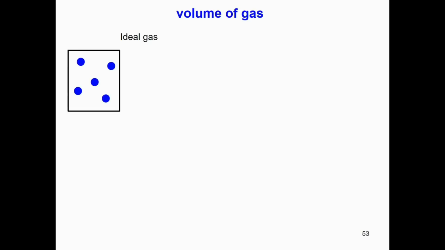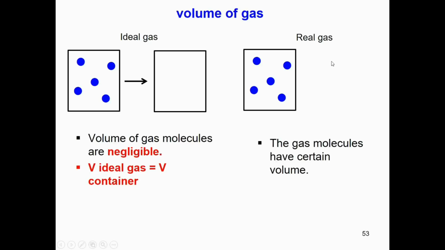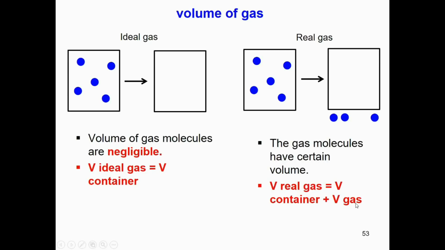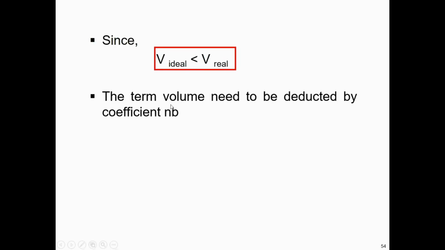Now let's go to the volume of gas. This is the volume of ideal gas, where the volume of gas is equal to the volume of container since we neglect the volume of each gas molecule. But for real gas, we consider the volume of the gas particle. So the gas molecules have a certain volume. Therefore, the volume of real gas equals the volume of container plus the volume of gas. Since the volume of ideal gas is smaller than the volume of real gas, the volume term needs to be deducted by the coefficient nb. So V ideal equals the volume of real gas minus n times b.